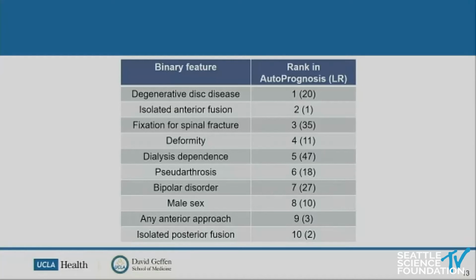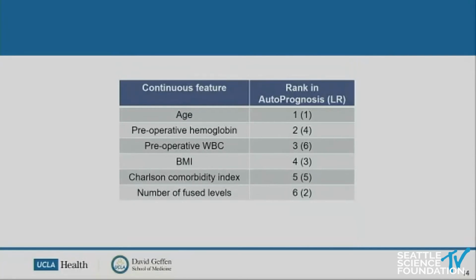And it's different with the logistic regression analysis. So we were able to get a different list of features. And here's our top 6, in terms of age, a continuous feature. Again, age is the same, but the others were very different.